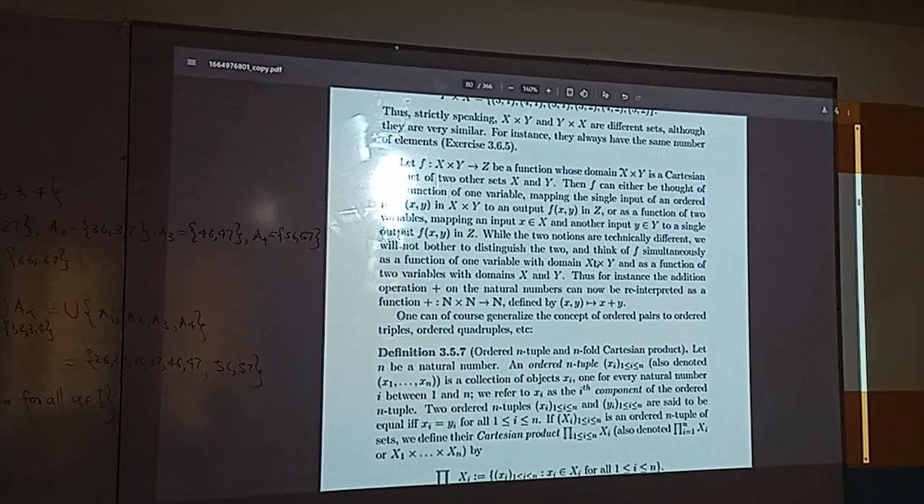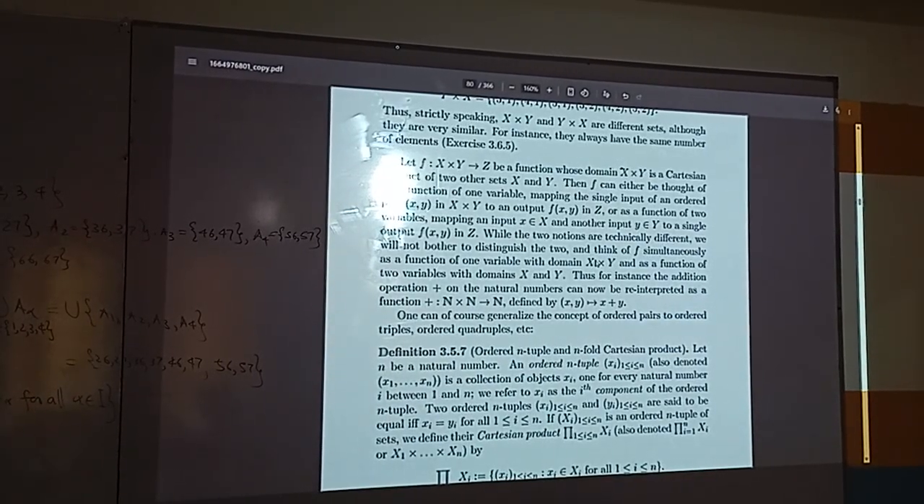You can say it is a function of one variable if you wish, or you can say it is a function of two variables, but quite often it is useful to say it is a function of two variables because actually you have two variables, x and y. But theoretically it can be said to be one variable because though xy changes, they are elements of x cross y. While the two notions are technically different, we will not bother to distinguish the two and think of f simultaneously as a function of one variable with the domain x cross y and as a function of two variables with domain x and y. We think both ways. We are not going to talk too much about it.